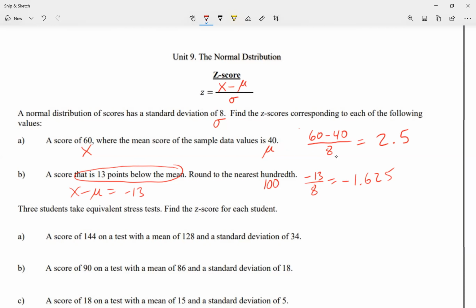Okay. However, I do take a look at the third decimal place. It is big enough, right? Big enough means 5 or more. Because it is big enough, it's going to push my previous number up. So my number will be negative 1.63. Okay, not bad.